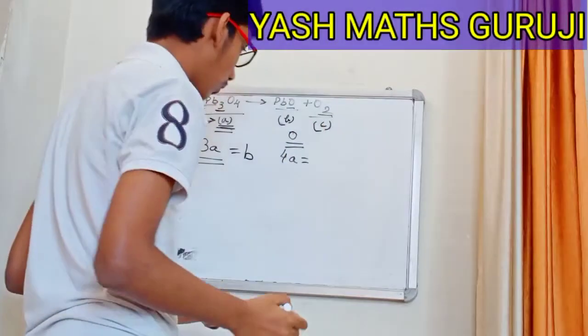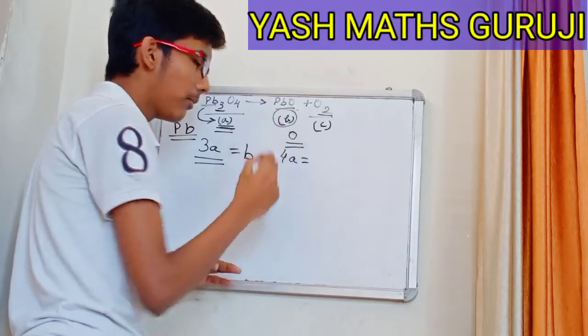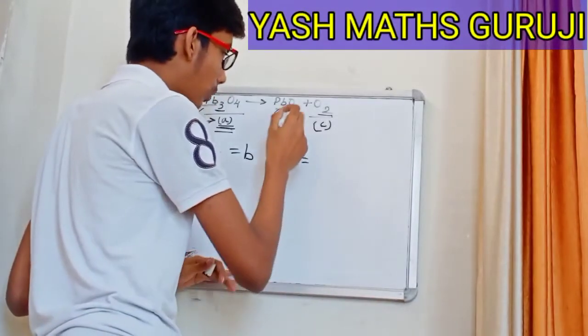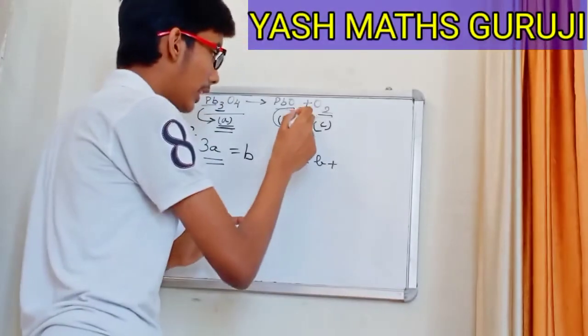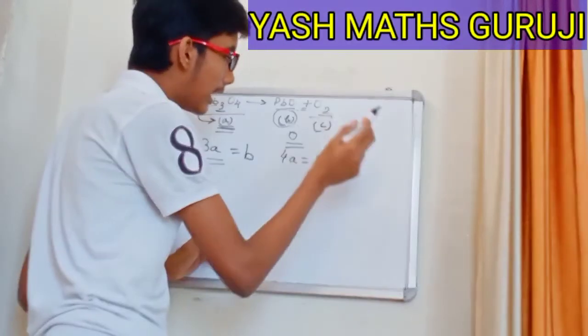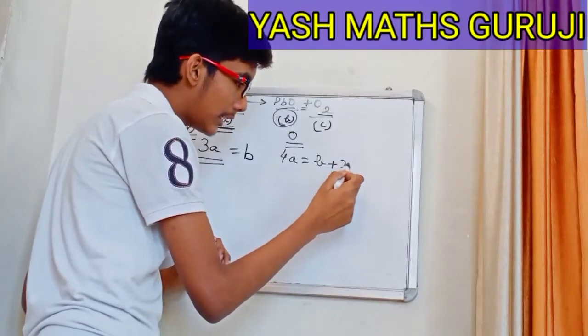So what will we do now? Just simply write the alphabetic names we have given. For O, this side B, plus, we have to write plus because there is plus. Okay, and here is 2, and we have named it C. So 2 into C is 2C.